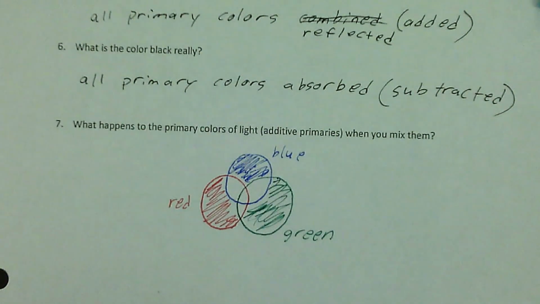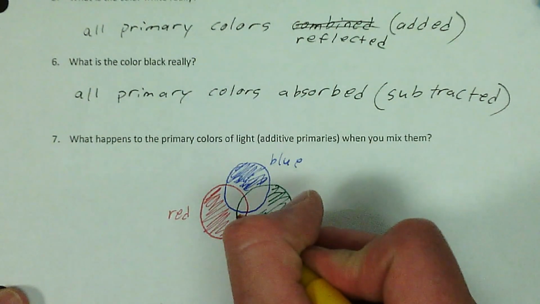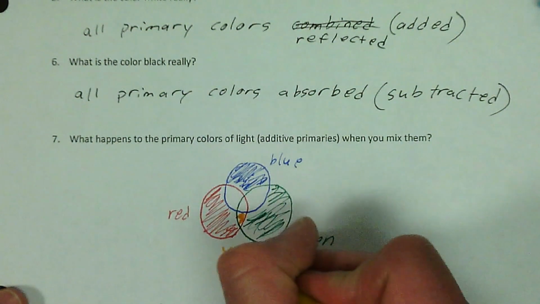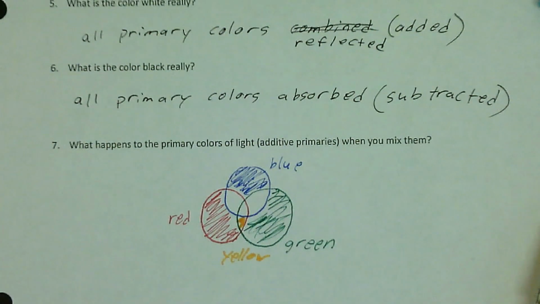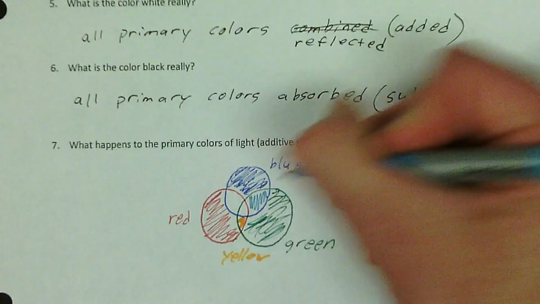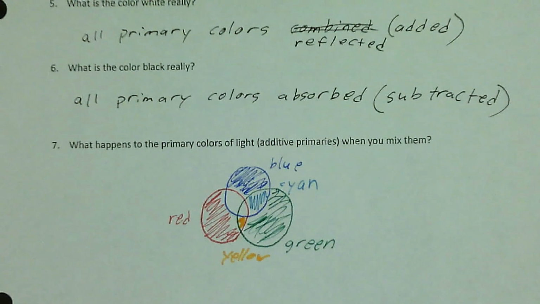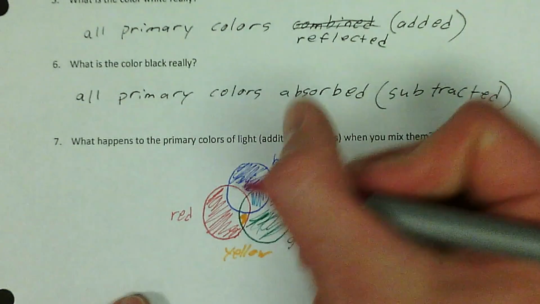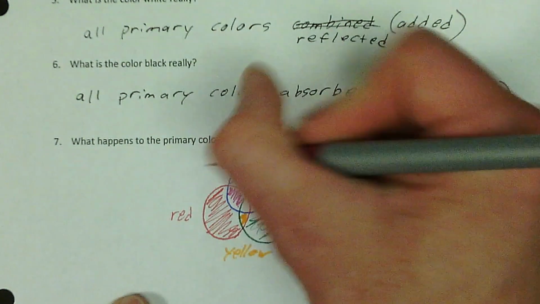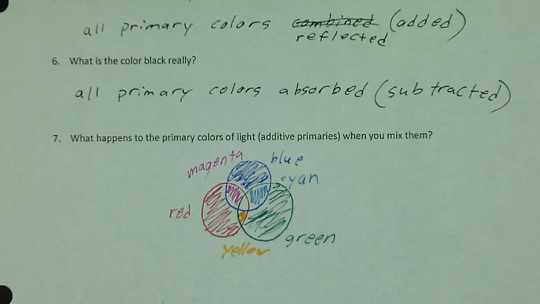Okay, but what happens when we start combining these? When I combine the red and the green, in between them, I get yellow. When I combine the blue and the green, I get cyan. And when I combine the blue and the red, I get magenta. And obviously, where they all overlap, I get white.